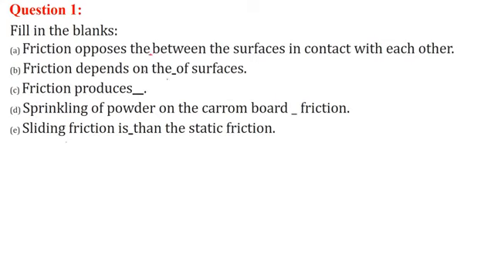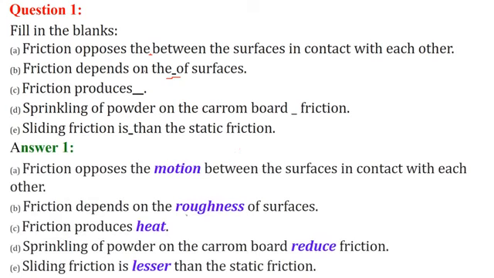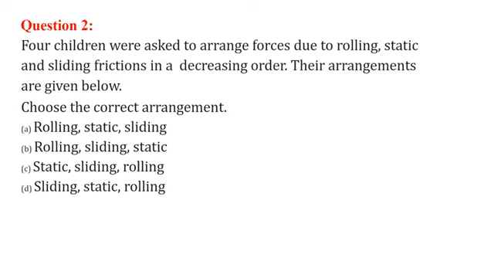Friction depends on the dash of the surfaces. So the answer is roughness. Friction produces dash, friction produces heat. Then sprinkling of powder on the carom board dash friction, it reduces the friction. Sliding friction is dash than the static friction, it is lesser than the static friction.